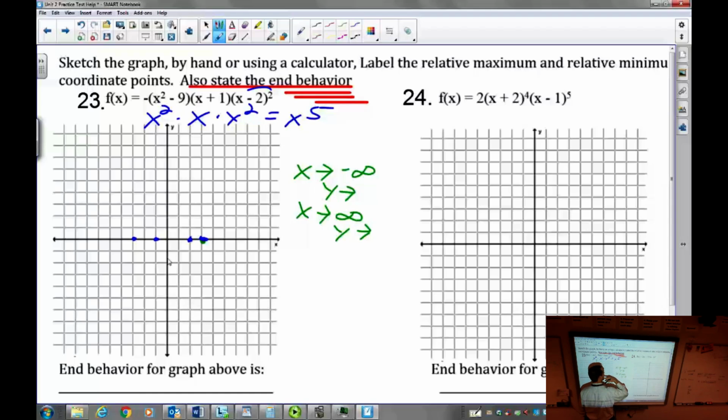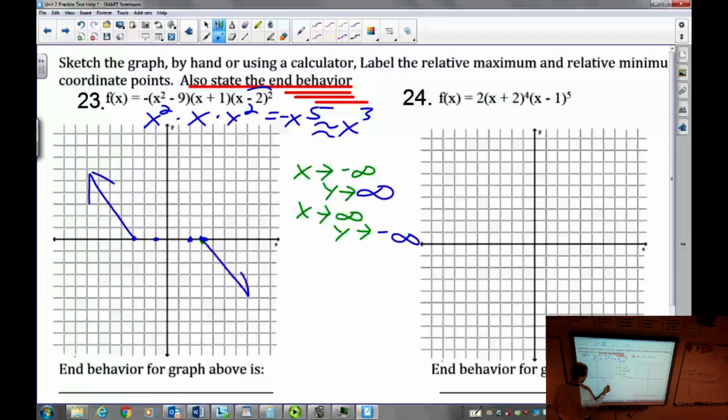So x to the 5th is kind of like x cubed, similarly. And the end behavior for that one is negative though. So yeah, positive to negative. As x goes to the left, we have a positive, and as x goes to the right, we have a negative. So we're going to go to the same points. The end behavior is positive going that way, and down here, as x approaches infinity, y goes to -infinity. Cool.